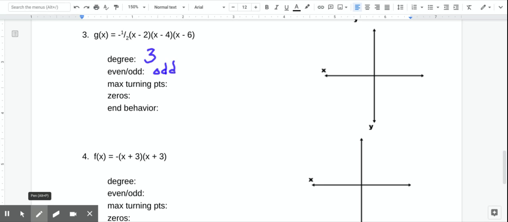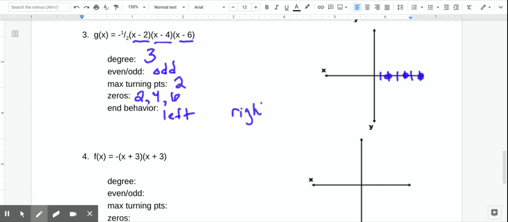The maximum number of turning points is 1 less than the degree. So at most, there's 2 turning points. And then our zeros, they just come from here. 2, 4, and 6. So we'll put those on the graph. 2, 4, and 6.